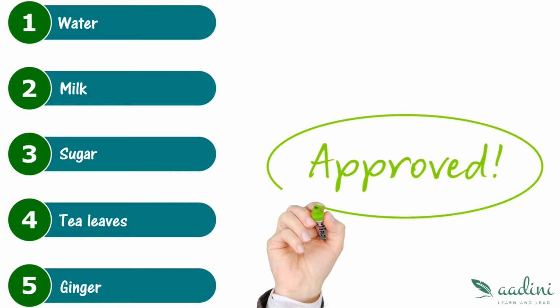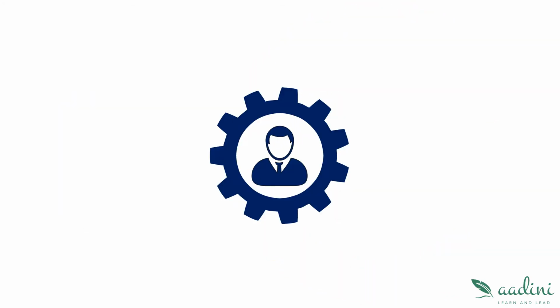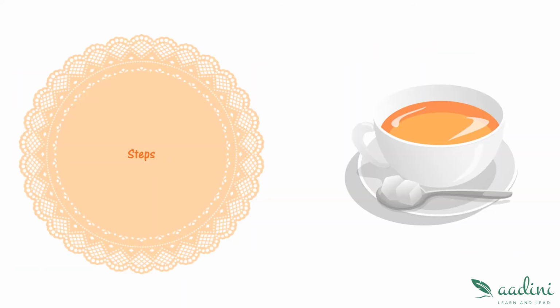Now, let's move on to the stage 2 of preparing tea and analyze it from the supply chain management perspective. This stage is called manufacturing and operations. This is the part where you are going to move from gathering all the ingredients towards making the tea. The required steps to make a cup of tea are as follows.